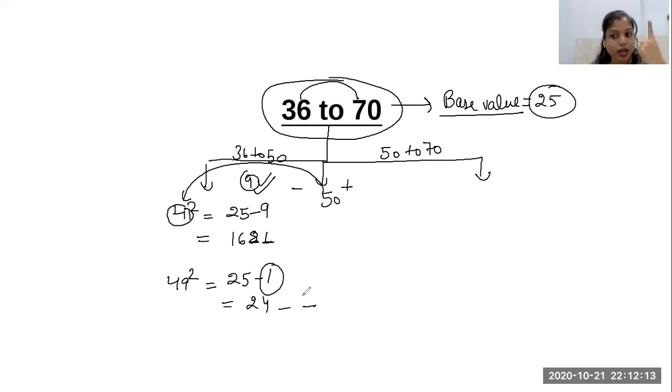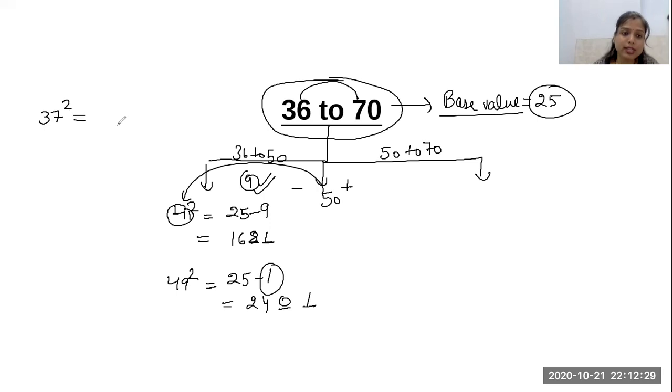Then what do we do, guys? 1 is put in two places, in this manner: 01. Clear? Then we may get three digits. If we have three digits, then what do we do? Let's take an example, guys.